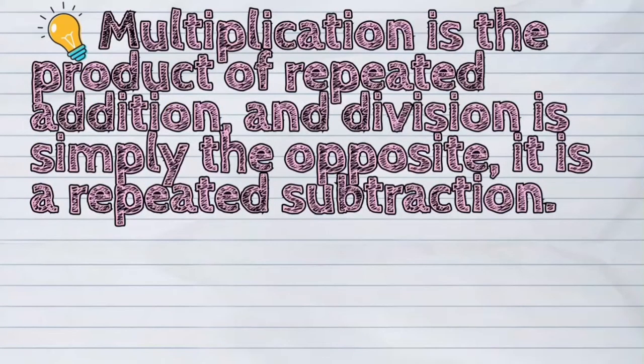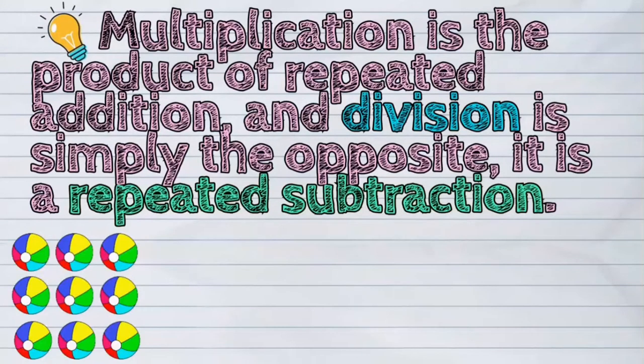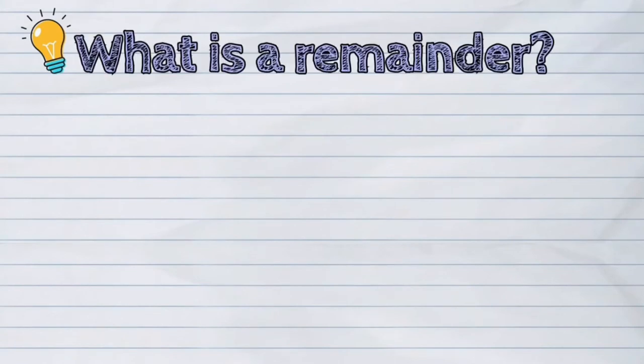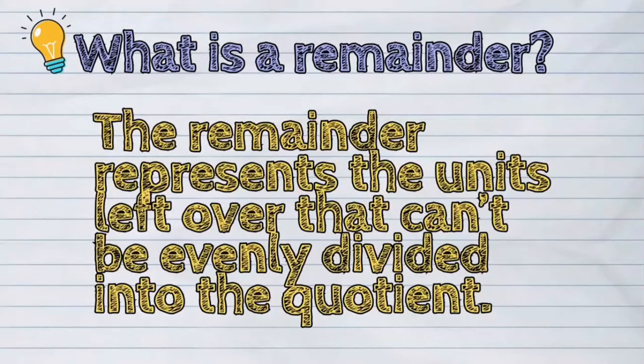Our today's question is how to divide numbers with remainder. We have learned before that multiplication is the product of repeated addition, and division is simply the opposite. It is a repeated subtraction. But before we learn to divide with remainder, we need to know first the definition of remainder. The remainder represents the units left over that can't be evenly divided into the quotient.